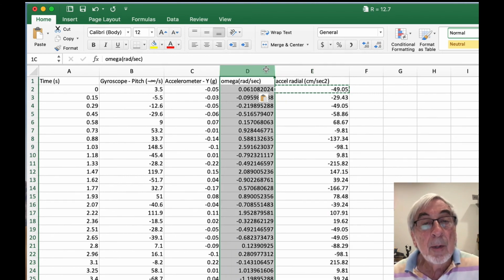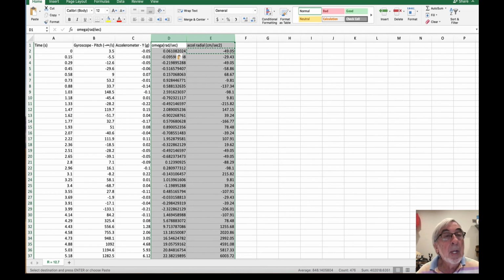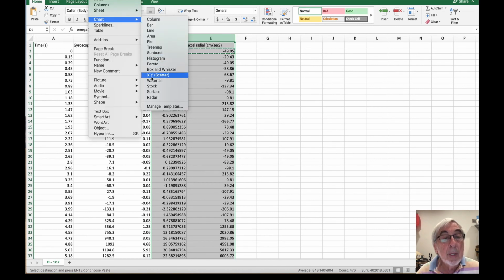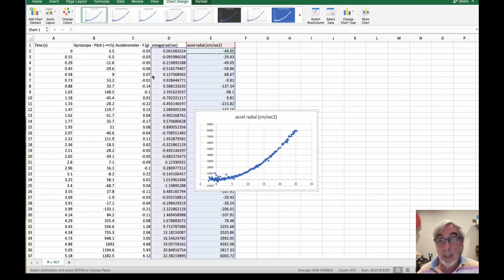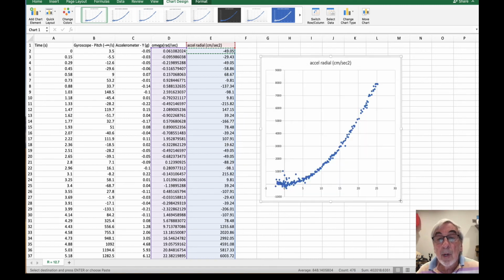Let's plot those two data points. I'm going to highlight those two columns and insert a chart. It's going to be an XY scatter plot chart. Okay, and look at that. Whoa, hot dog. There's the radial acceleration in centimeters per second squared in terms of the omega value, and you see what it looks like. It's a nice squared value kind of thing.